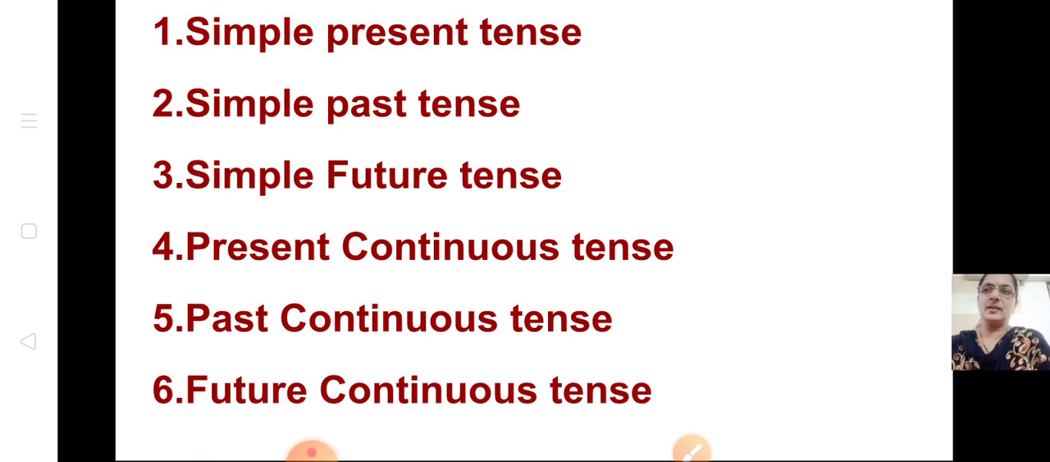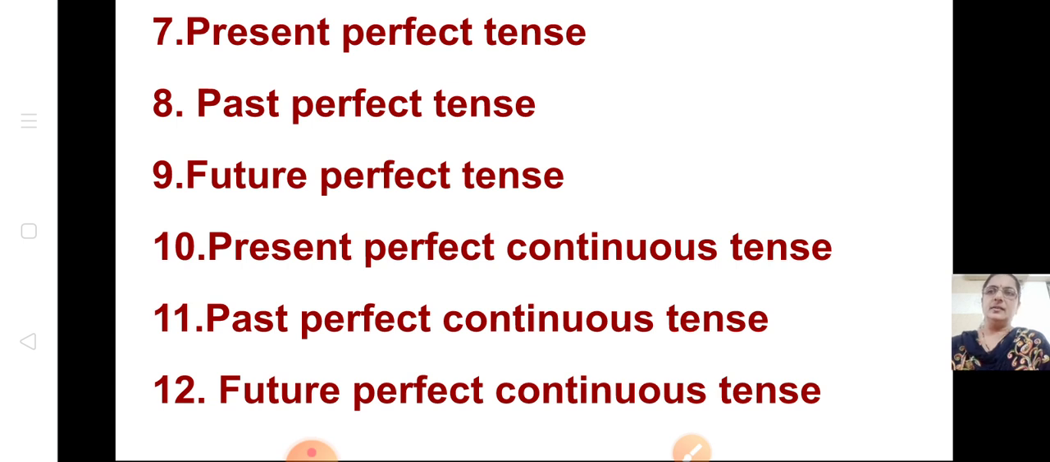What did we learn? We learned that under simple tense there are three: simple present tense, simple past tense and simple future tense. Okay. Then under continuous there are three: present continuous tense, past continuous tense and future continuous tense. Then there are three more: present perfect tense, past perfect tense and future perfect tense, and present perfect continuous tense, past perfect continuous tense, and future perfect continuous tense.